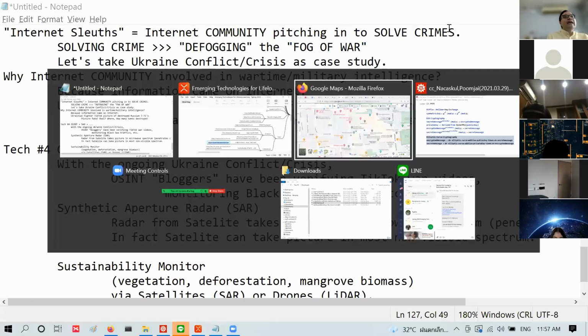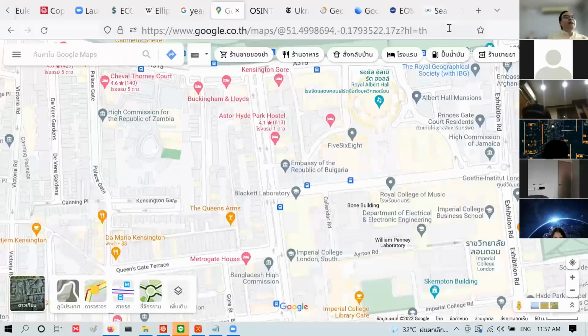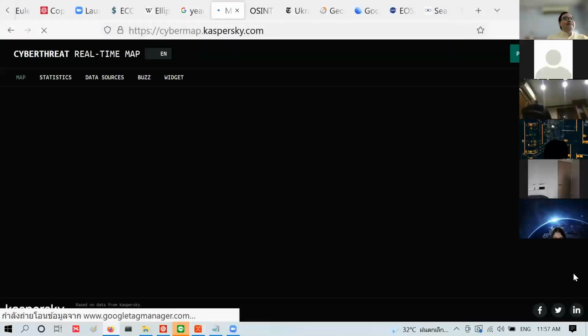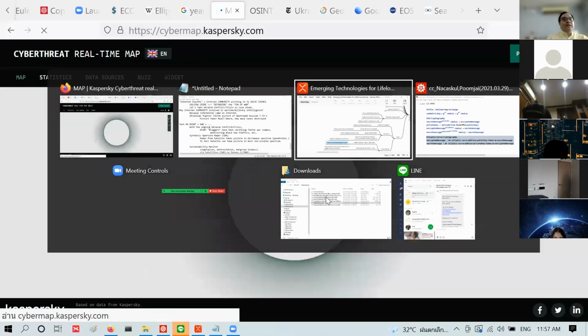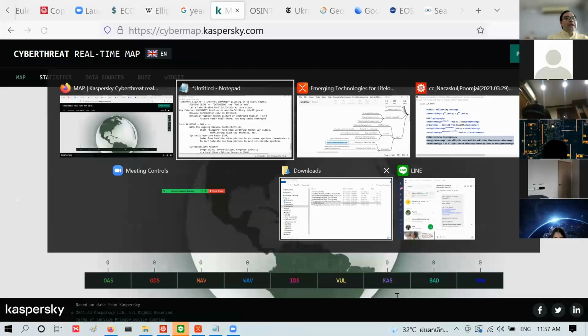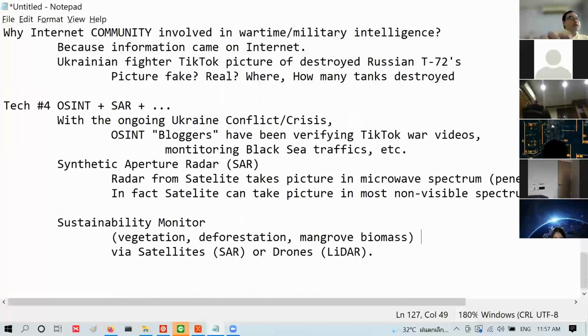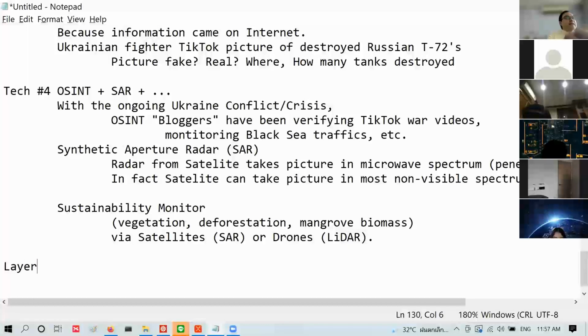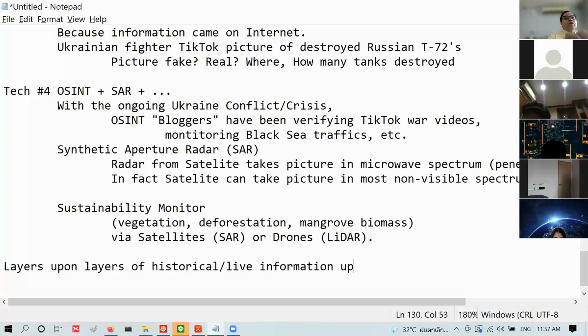So what all this has in common is it's information, layers and layers and layers of information. So the whole thing is layers upon layers of historical and live information superimposed on Earth. Simple like that. That's basically it. That's what we're talking about.